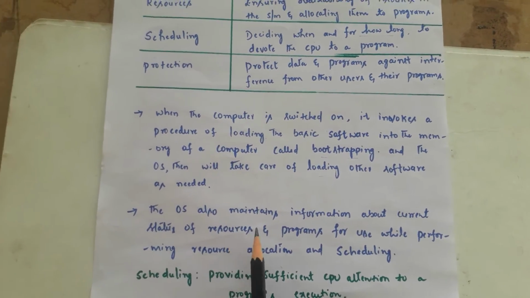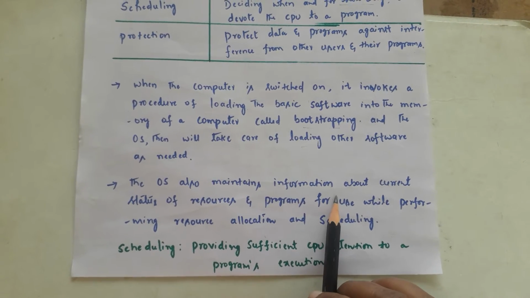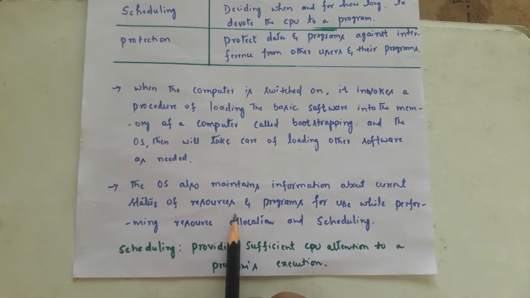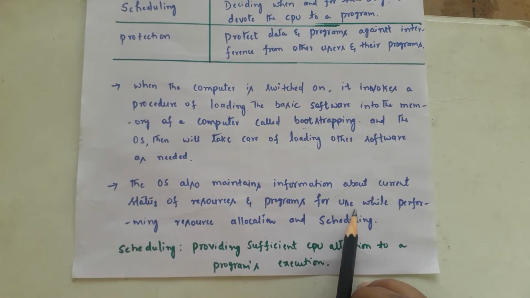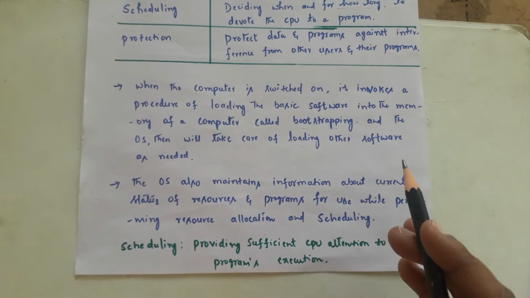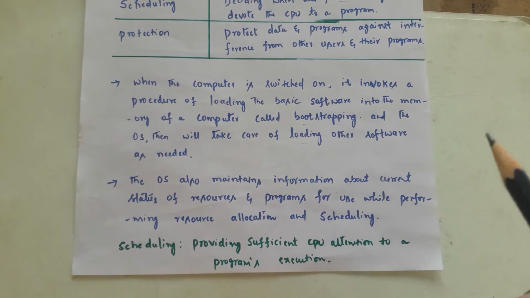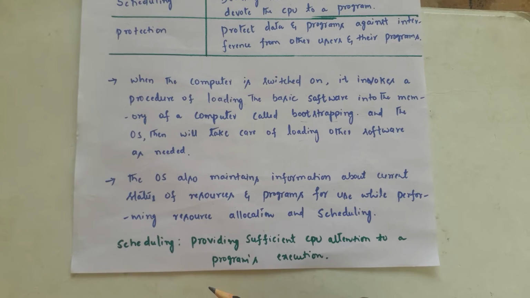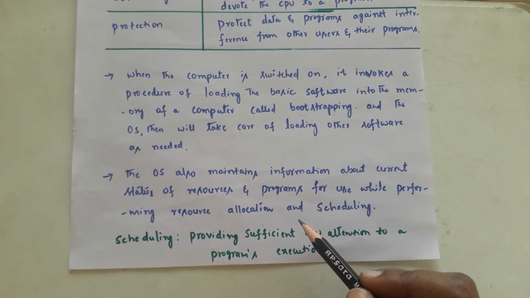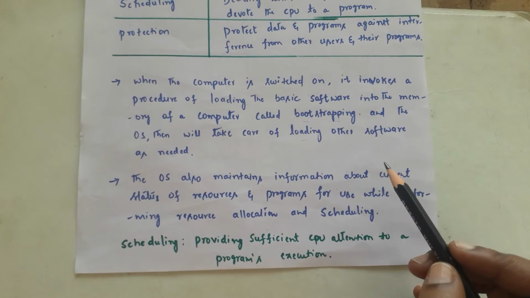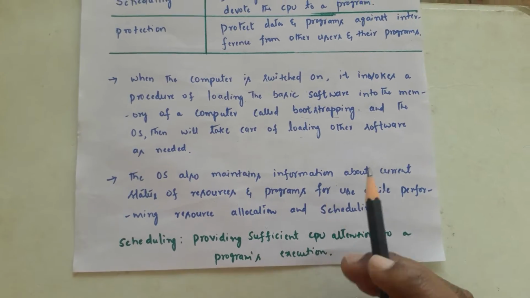Here the OS will also maintain the information, right? The information about the current status of resources and programs for use. Once the resources are allocated for a particular program, then the OS has to take care of what are the available resources right now and to which program we need to allocate them. It is not like permanently we are allocating. No, we have to allocate when it is needed and then we have to deallocate.